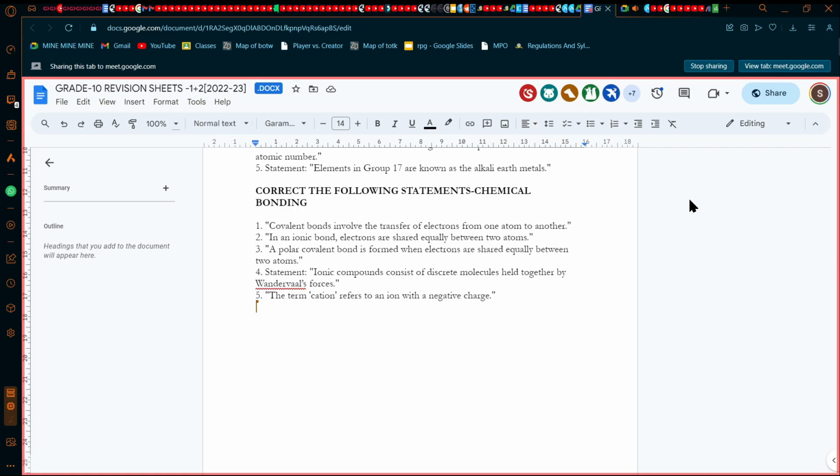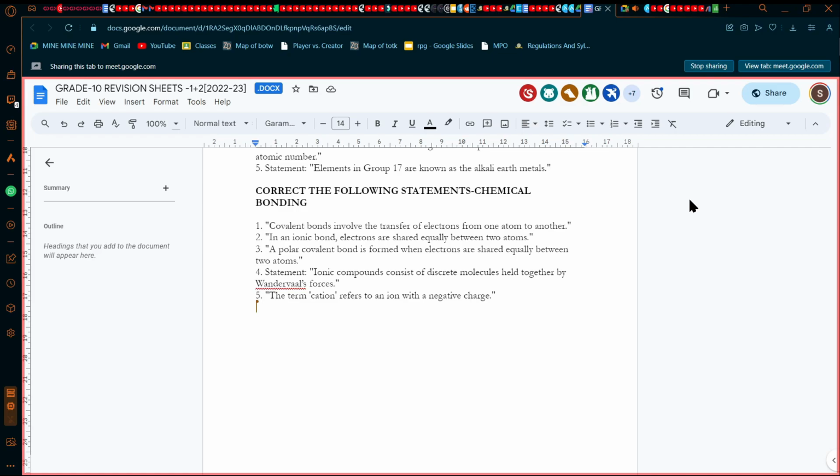Statement: ionic compounds consist of discrete molecules held together by van der Waals forces. That's covalent bond. Electrovalent forces. No, it's van der Waals for both, no? He said van der Waals for both. No, it's electrovalent. Electrochemical, electrostatic, electrovalent, everything is the same. It's all electro.